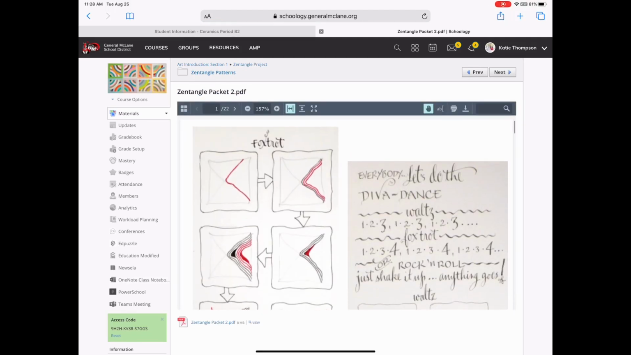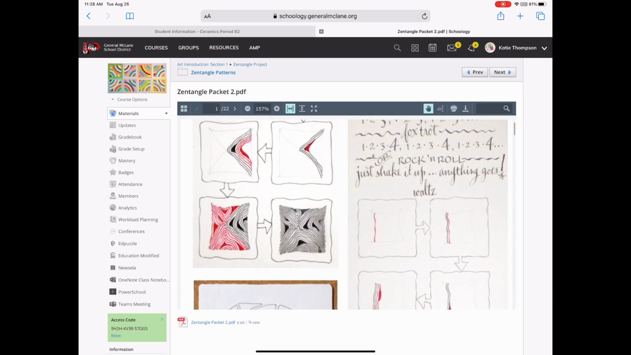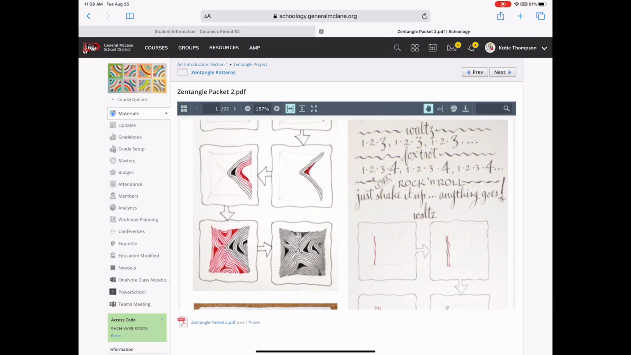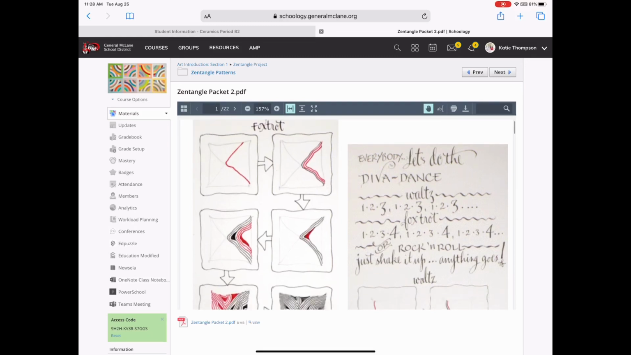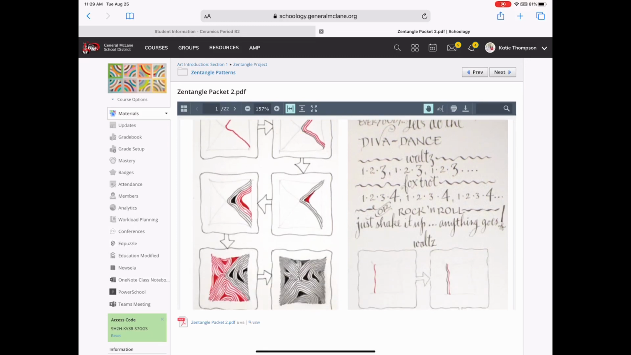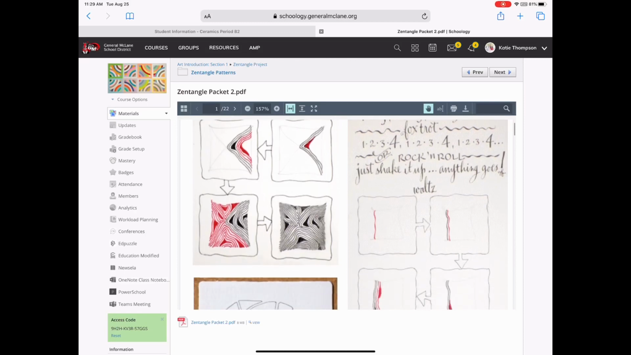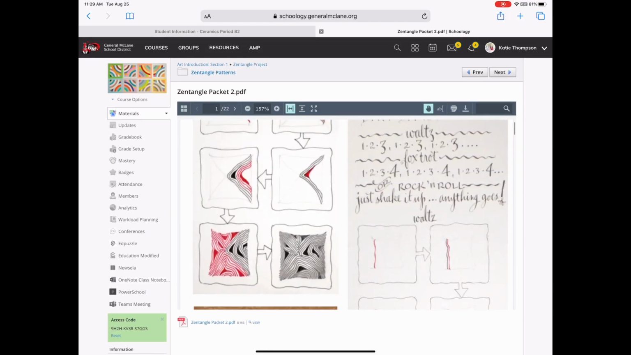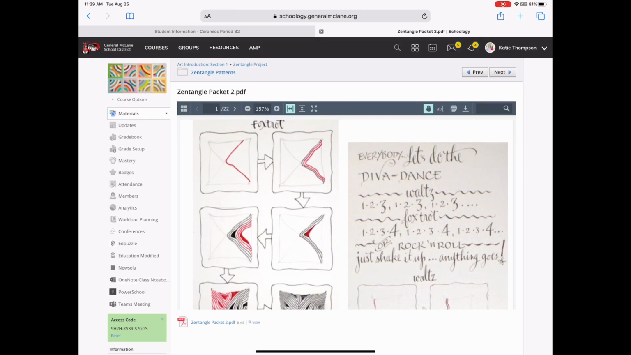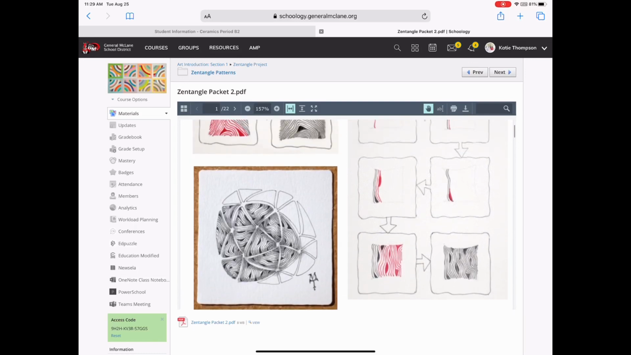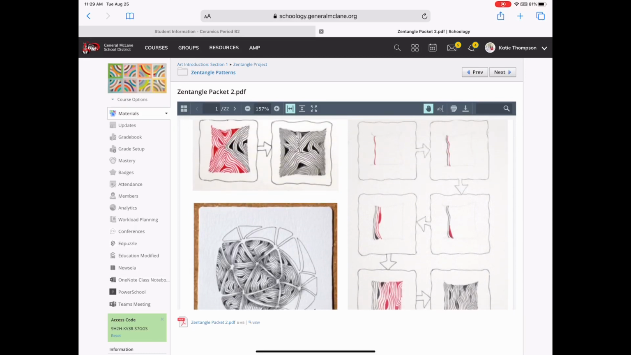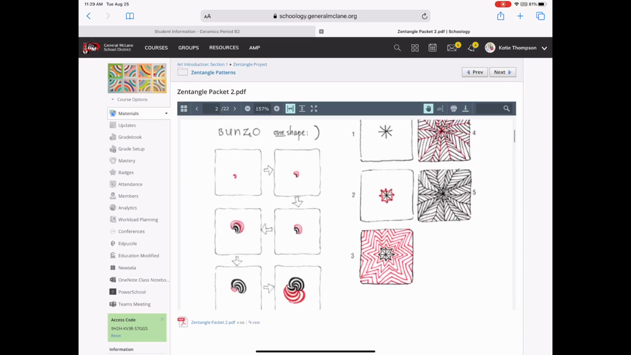So for instance, this tangle called Foxtrot, as I look at it, I'm noticing that it's very flowy, it's very curvy, so that would be an organic tangle. Now I need to find a second tangle since I've chosen organic that relates to that one. Now, conveniently, the tangle on the right, this one's called Everybody Let's Do the Diva Dance. This one is very similar and is also organic. So I've already found two tangles for my assignment. Now I need to keep going through until I find two more tangles.